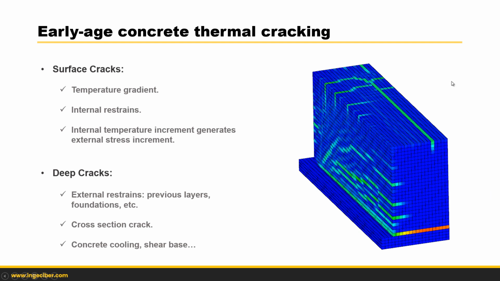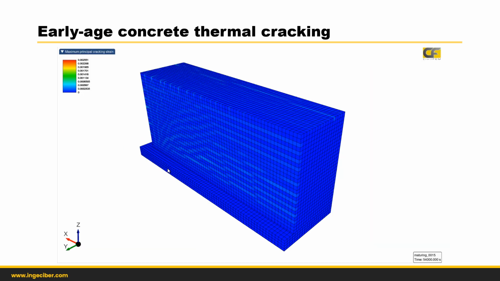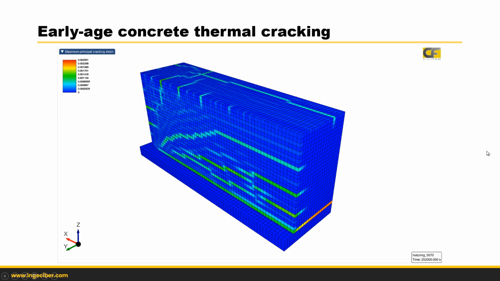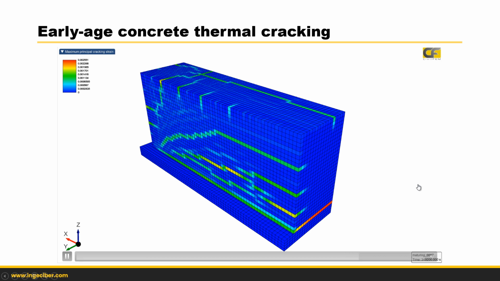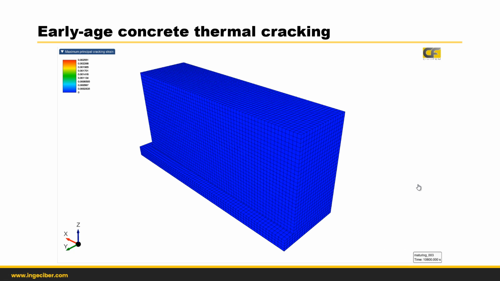For these foundation blocks, this could happen horizontally in this way. For vertical walls, these cracks could be vertical and could cross the whole element. And this is more related to concrete cooling. So these deep cracks happen after the surface cracks, and they are much more dangerous. If we watch this video, we can see the evolution of cracks. First the surface cracking happens, and then suddenly the base cracks appear after the surface cracks.